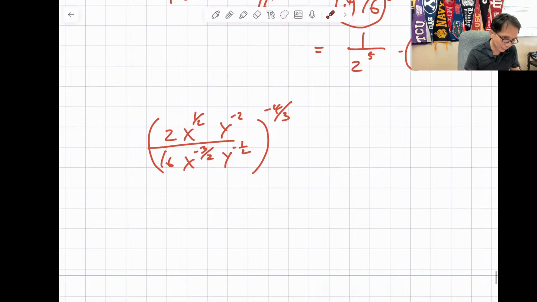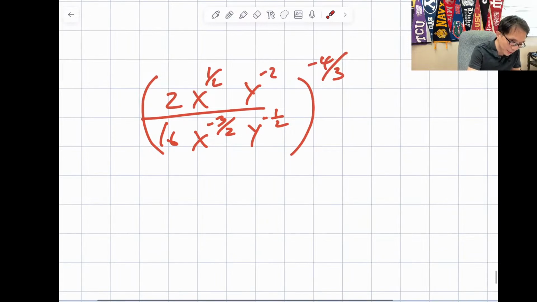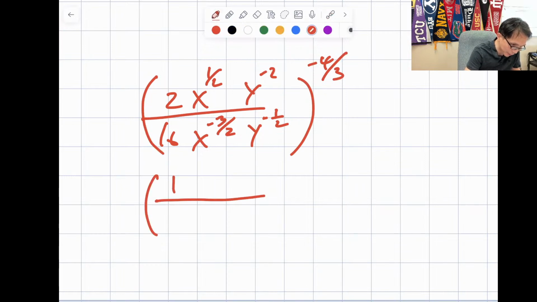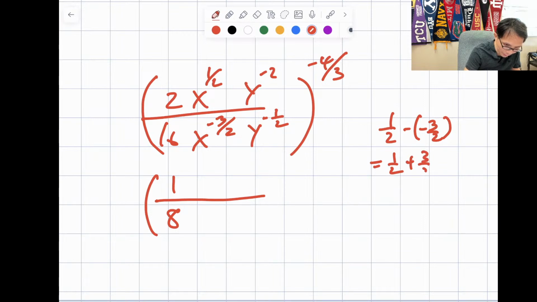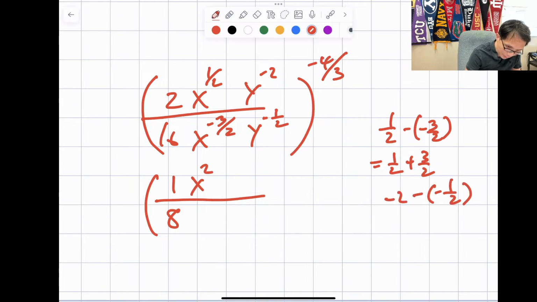I only have 2 minutes left, so I'm gonna do this really fast. I don't want to do the outside power first. I want to do inside here first because I'm gonna make a better choice because my life will be easier. This is 1 over 8. 1/2 minus negative 3 over 2. They have the same denominator, so 1/2 plus 3 over 2. So it's actually x to the 2. Negative 2 minus negative 1/2, so that's negative 2 plus 1/2. So that's negative 3 over 2 because you multiply this by 2 over 2. So that's going to be y to the negative 3 over 2.